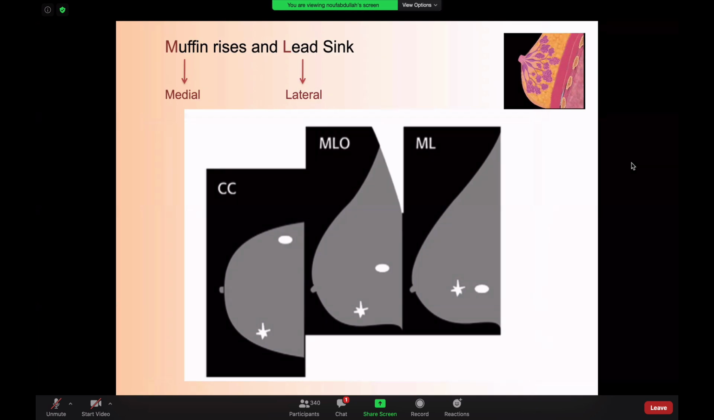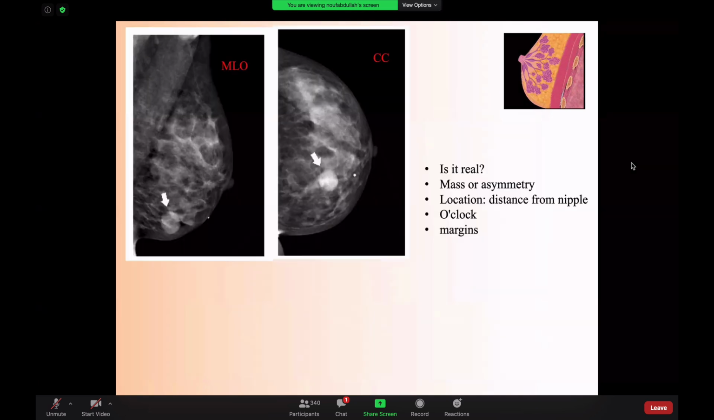So this is an important part that you should understand. For example, I'm looking at this mammogram, MLO-CC view. I have this well-defined rounded lesion in the MLO, and I have it on the CC. So am I dealing with a real lesion? Yes, I am. I will do a compression view or tomosynthesis to see the margin of the lesion. Am I dealing with a mass or asymmetry? I am dealing with a mass because this is a space-occupying lesion.